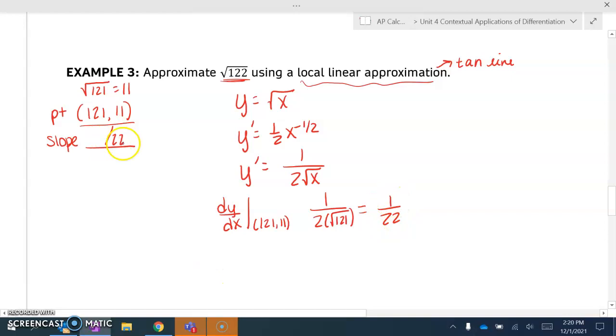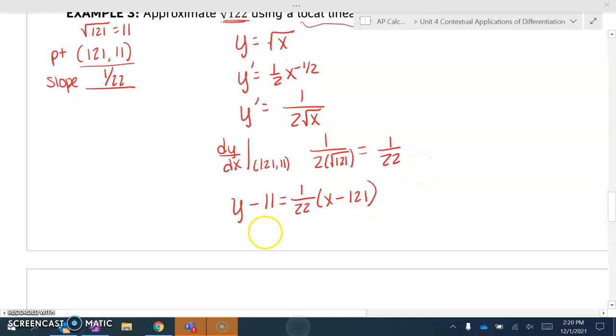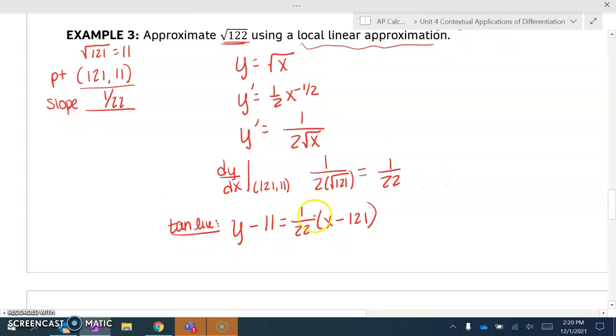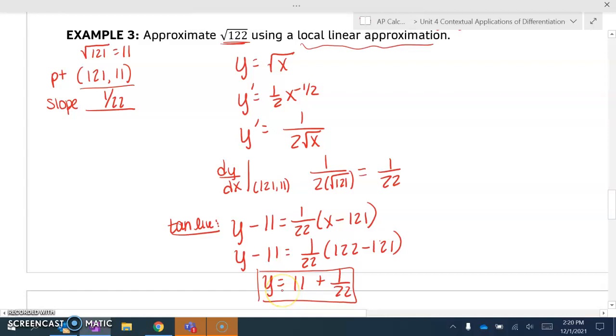So to write the equation of our tangent line, we would write y minus 11 equals 1 over 22, x minus 121. Then we can use that, so that's the equation of our tangent line, to approximate the square root of 122. So the 122 will just be the x value that we're plugging in here. So y minus 11 equals 1 over 22, and then 122 minus 121. Well, that's just 1. So I really get, if I add the 11 over, 11 plus 1 over 22. And you can leave that alone. If we don't have a calculator, leave it like that.